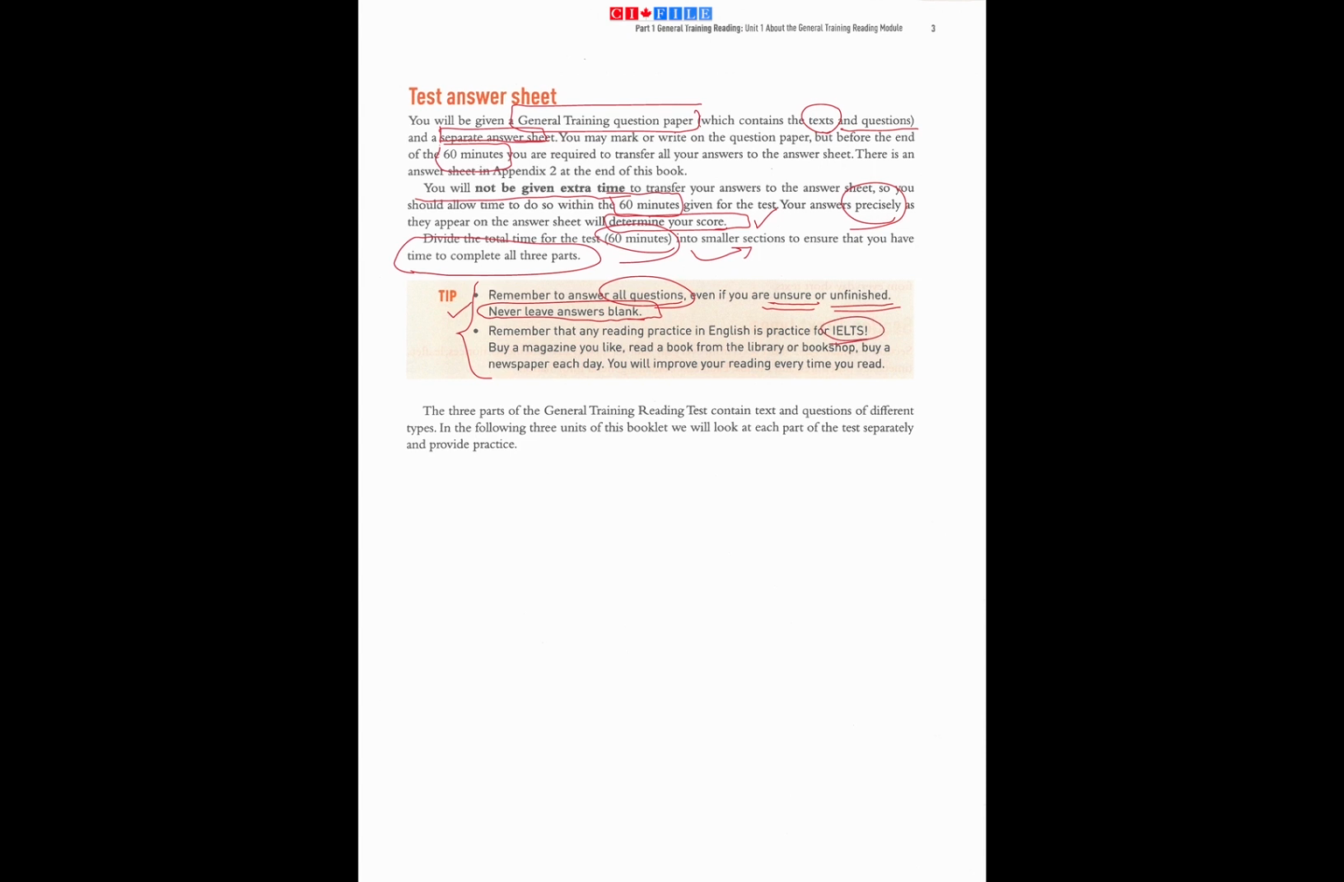Buy a magazine you like, read a book from the library or bookshop, buy a newspaper each day. You will improve your reading every time you read. The 3 parts of the general training reading test contain text and questions of different types. In the following 3 units of this booklet, we will look at each part of the test separately and provide practice.